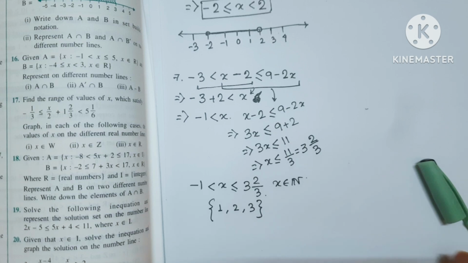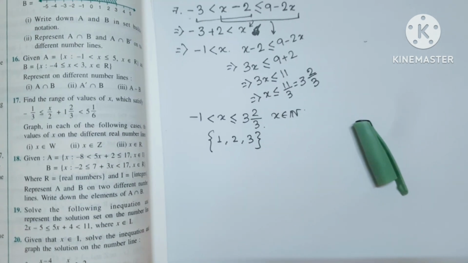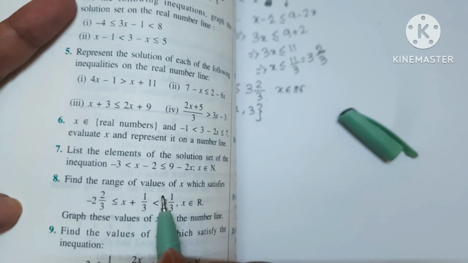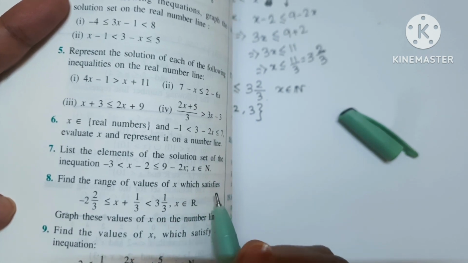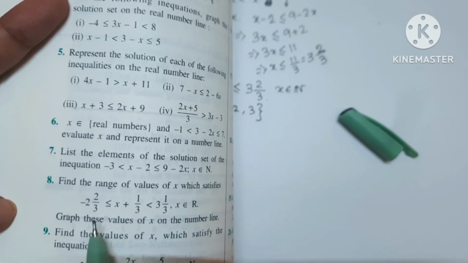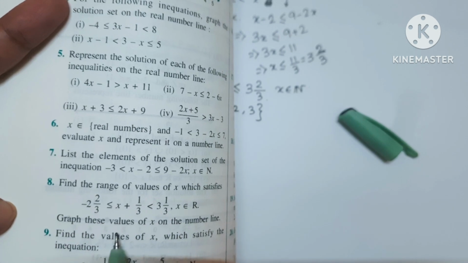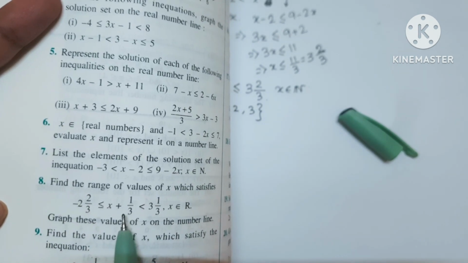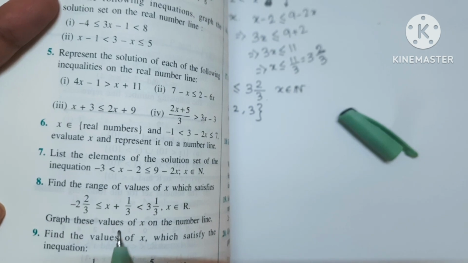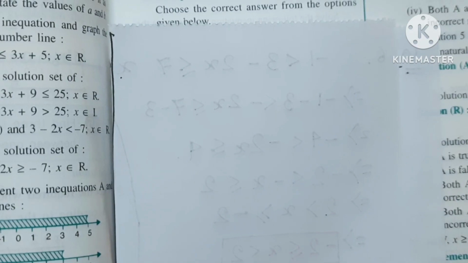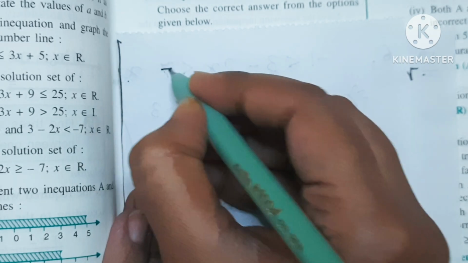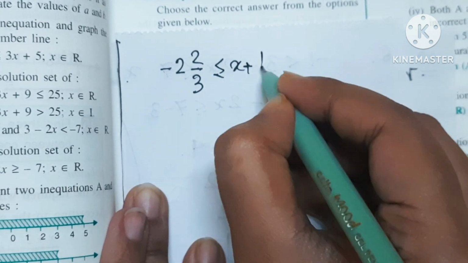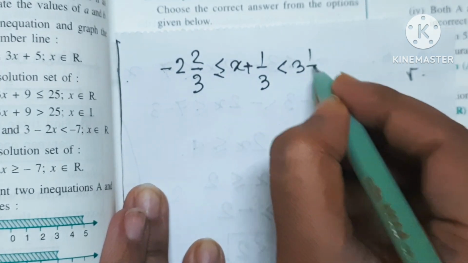And the next part, see question number 8. Find the range of values of x which satisfies this, and graph these values of x on the number line. So first you have to compute the range and then you have to draw the number line. Okay, let's see question number 8. Minus 2 and 2 by 3, that is less than or equal to x plus 1 by 3, is less than 3 and 1 by 3.